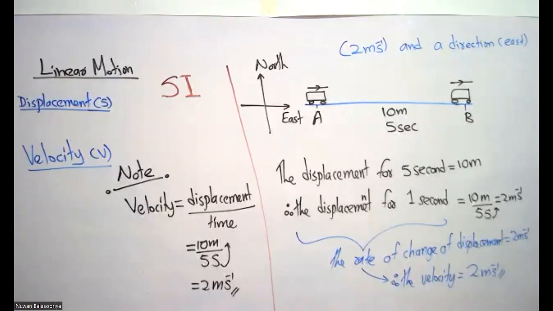The SI unit of velocity is meter per second. The velocity of the above motion is 2 meters per second into the east direction. A velocity has a magnitude (2 meters per second) and a direction (east). Therefore, a velocity is a vector quantity.